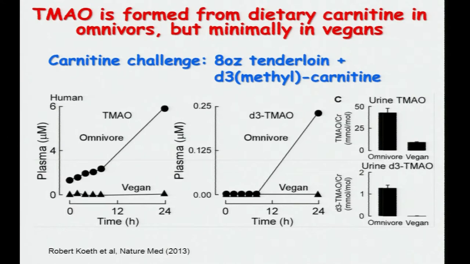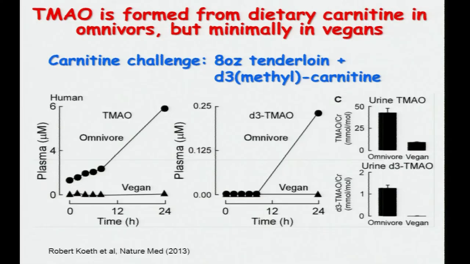This is data from just one omnivore who was exemplary, and one intrepid vegan who agreed to eat a steak, as well as take the capsule with the deuterated carnitine. What was seen is that following ingestion of carnitine, the vegan had an exceedingly low synthetic capacity to make TMAO compared to the omnivore. This was true with both the natural abundance and the isotope-labeled precursor carnitine.